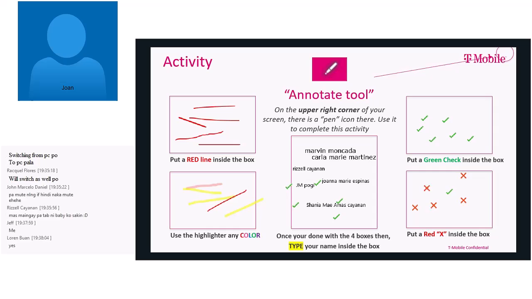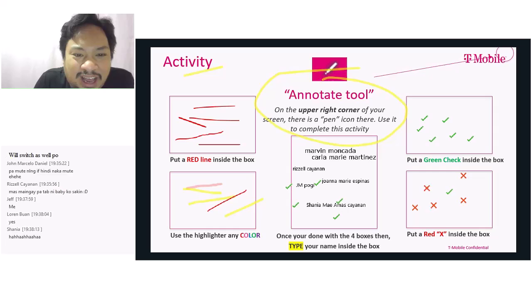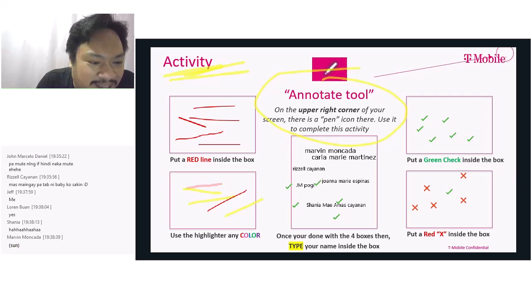Ano pong stuck? Sorry, boss, ginawa ko yung sinabi mo, nag-rejoin na ako. So, anong stuck po, yung hindi po lumalabas yung sinasabi nyo? I mean, yung activity. Kasi what you should be seeing is the activity na annotate tool. Ito yung activity ngayon. Ayan, if you are seeing the activity, very good. If you're not seeing it, okay.